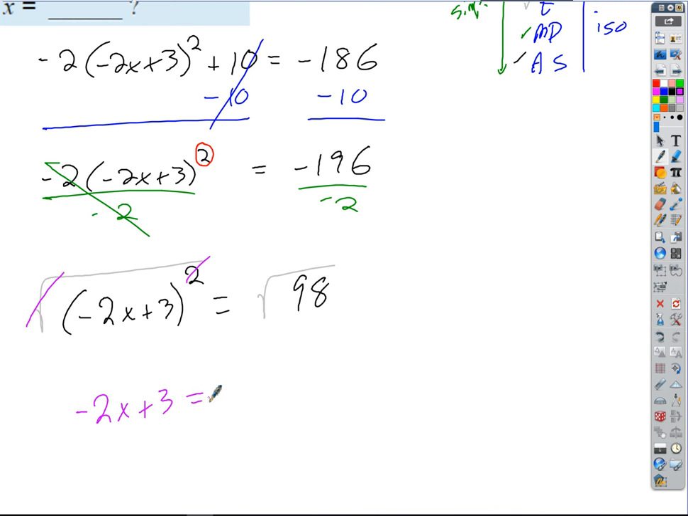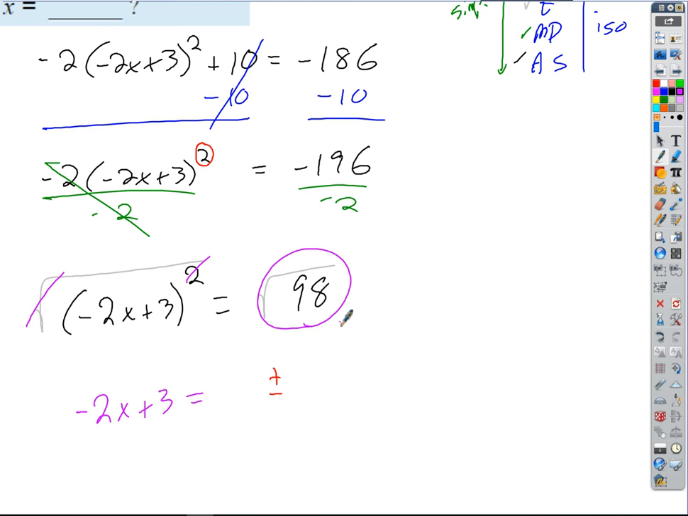So if I square root both sides of an equation, what do I always have to include? Plus or minus, right? That's got to be there. Ooh, and here's the problem, though. Square root of 98.